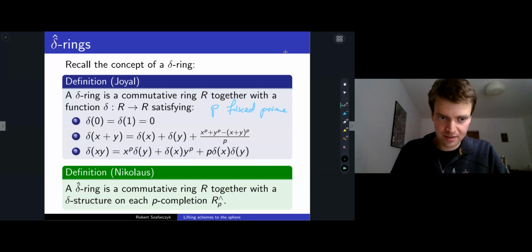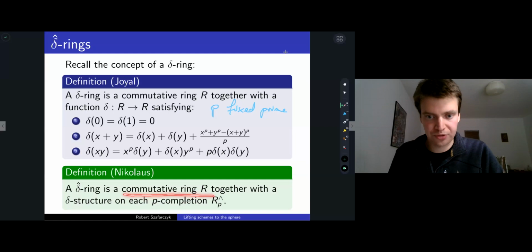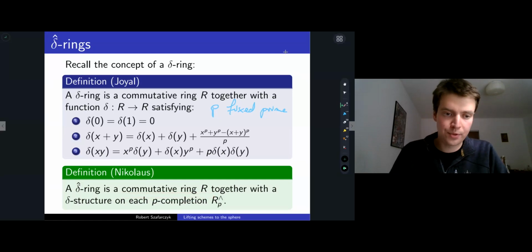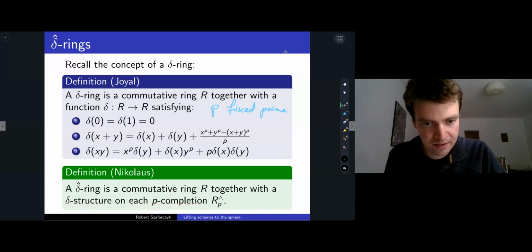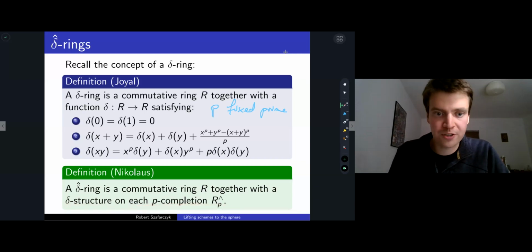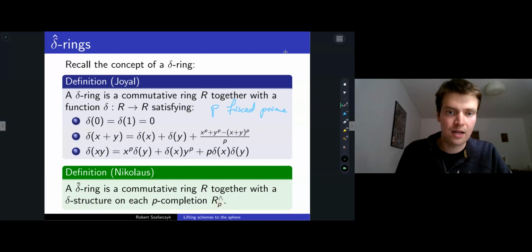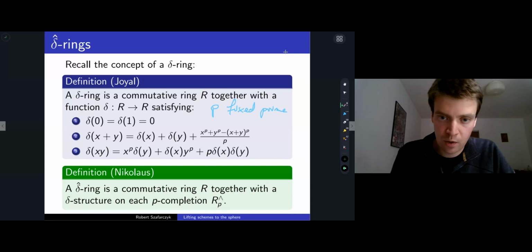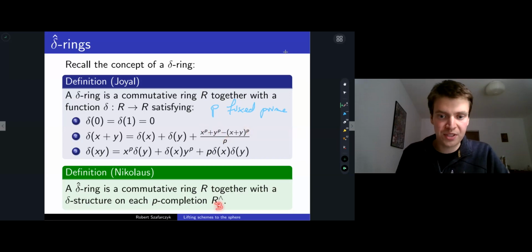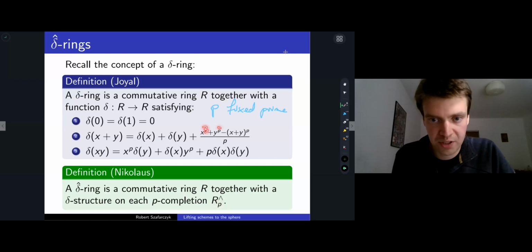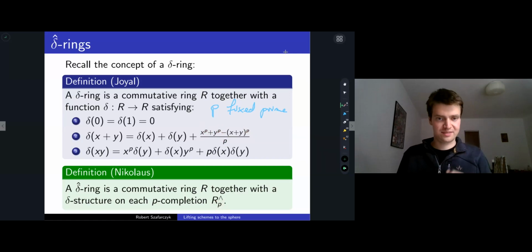So for example, now I want to define a delta hat ring. A delta hat ring is, again, a commutative ring R, but now I put a delta structure on each P completion of R. So for prime 2, I would have on the 2 completion of R a delta structure where everywhere I put 2. On the 3 completion, I would have 3 everywhere, and so on.